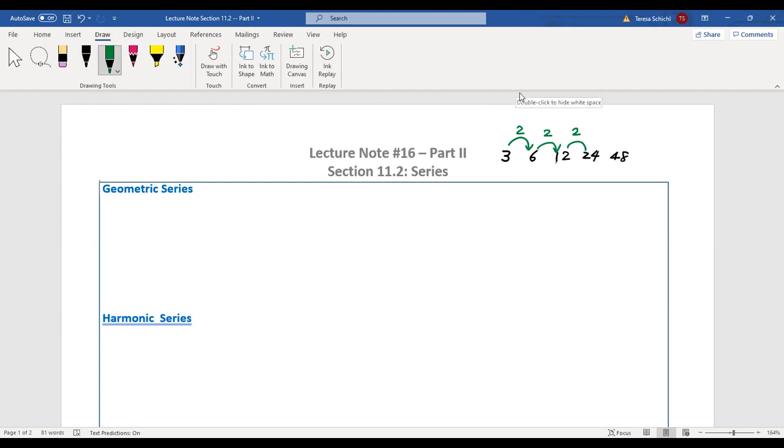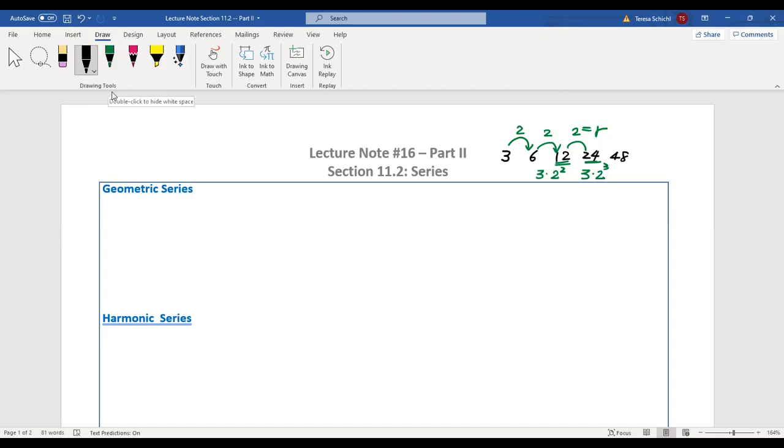In fact, this term 12 is the first term times 2 to the second power, and this term is 3 times 2 to the third. As you can see, each time the terms differ by a factor, and this factor we call r.